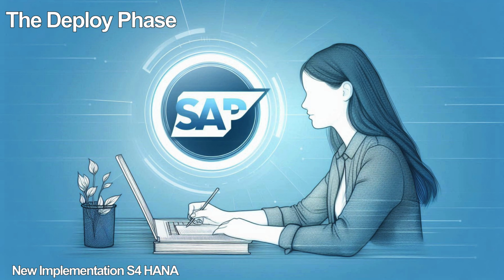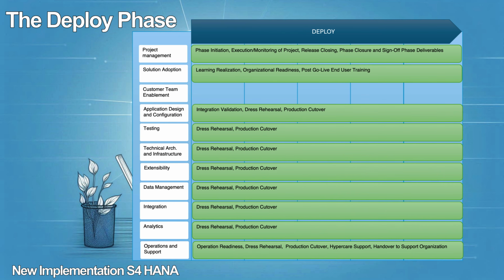The deploy phase. In the deploy phase of the project, the business switches the operation to the new prod environment. This is the final phase of the project, where the rubber meets the road. The team will close all the open issues, ensure organizational readiness, and execute the production cutover so that the business can realize the benefits of the newly implemented solution. The project management deliverables include phase initiation, execution, monitoring and controlling results, release closing, project closure and sign-off.